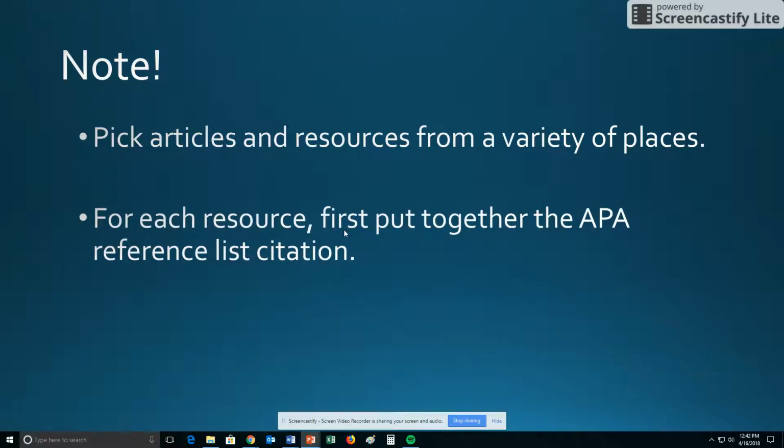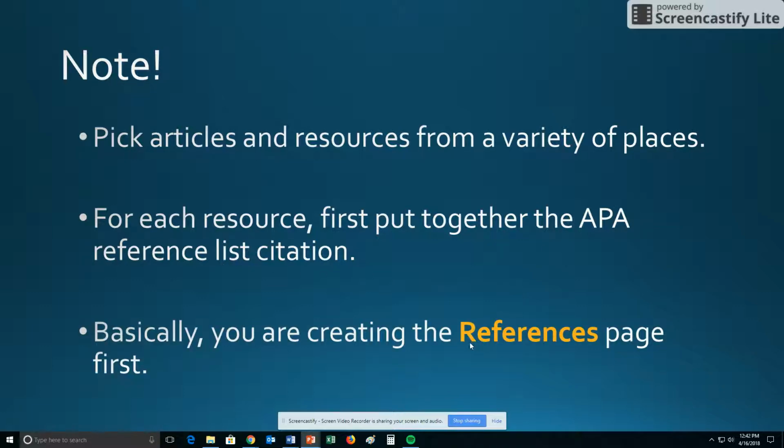For each resource, you need to first put together an APA reference list citation. Again, there are videos that show you how to do that, so don't worry about that. You do need to have the APA reference list citation. You're basically creating the reference page first.